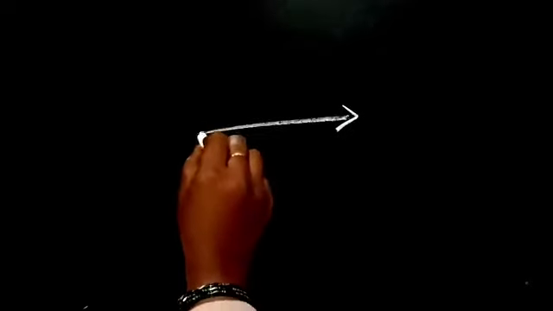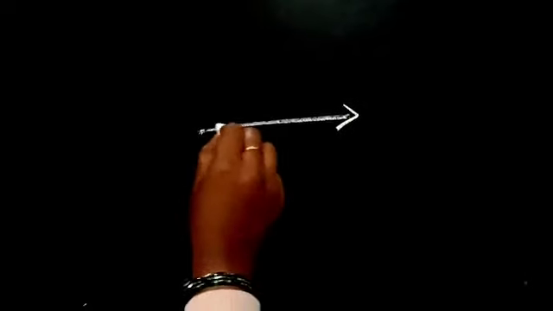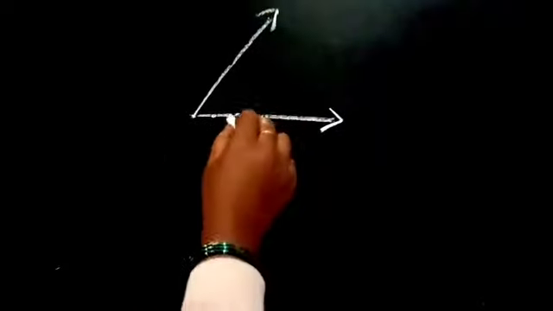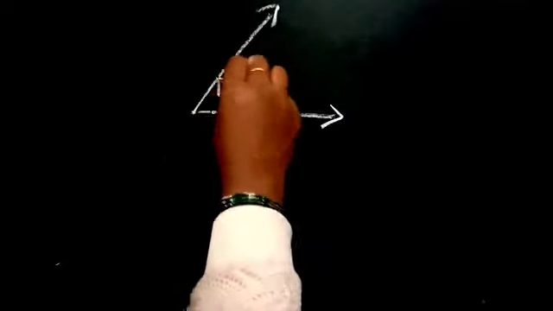Today's topic is lines and angles, basic terms and definitions. We know this is a line segment, and in a line segment, two or more points are collinear points, otherwise they are not collinear. Between two line segments is called an angle.